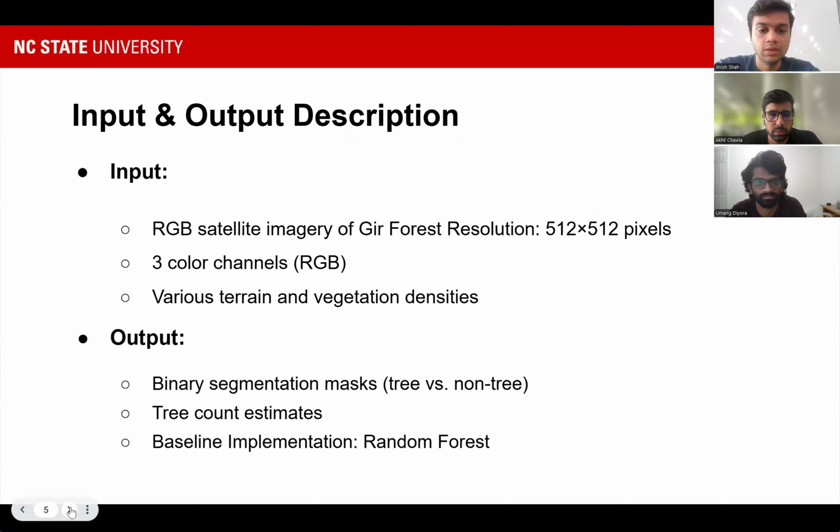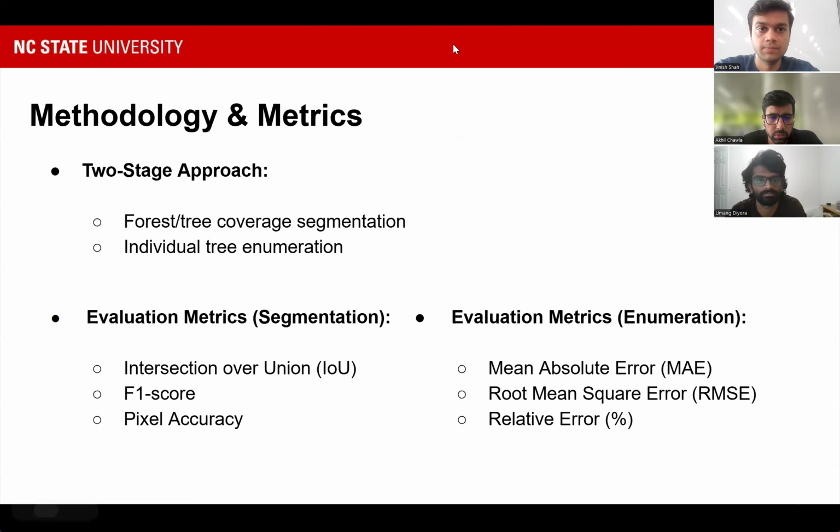Talking about the input and output, the satellite images are RGB images, which are 5 by 5 pixel resolution with three color channels, capturing various terrains and vegetation densities. The output of our model is a binary segmentation mask, which distinguishes trees from non-tree areas, plus the tree count estimates. Our baseline implementation uses a random forest classifier, which we compare against the deep learning based approach. Now, my friend Akhil will continue.